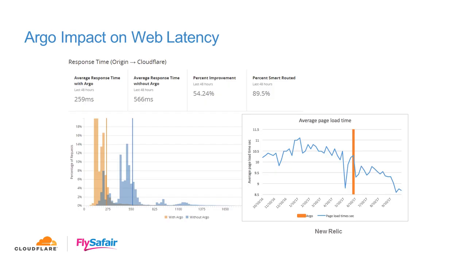From all the data that we mine, we can confirm this is really improving the user experience on the site. If you look at the Cloudflare portal, there's data showing the amount of packets that we smart routed. It was 89.5% in the last 48 hours. We extracted this a few days ago. The milliseconds also improved drastically, from 565 milliseconds to 259 milliseconds, an average improvement of 54.24%.